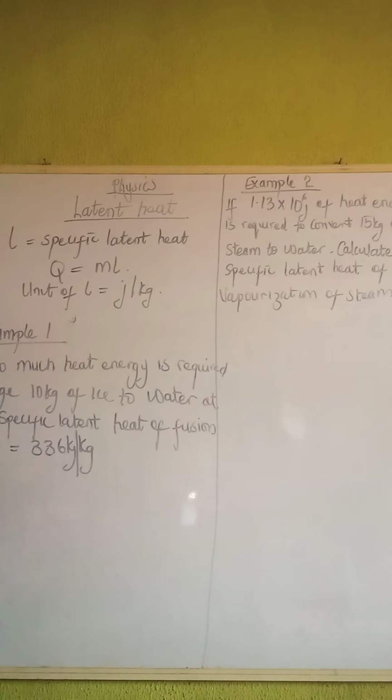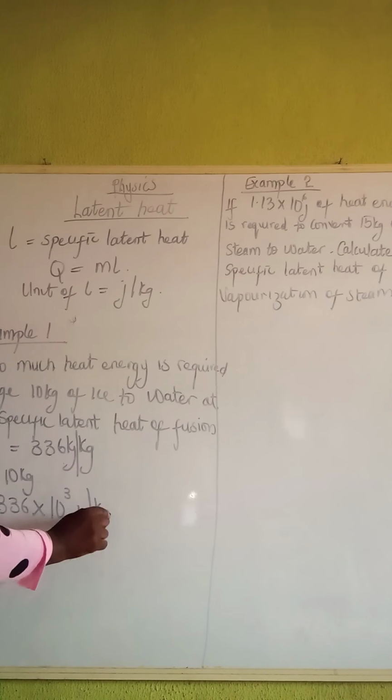So now let's write out our parameters. What is the mass? We have to change 10 kilograms. Our mass is 10 kg. Then our specific latent heat. Remember this one is in kilojoules. So it's going to be 336 times 1000, which is 10 raised to the power 3 joules per kilogram. We've converted it to joules.